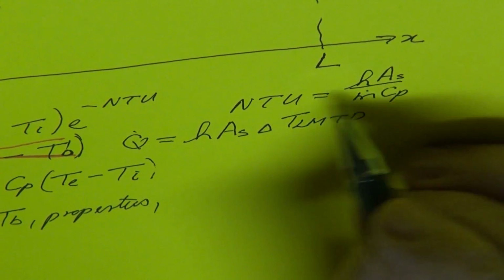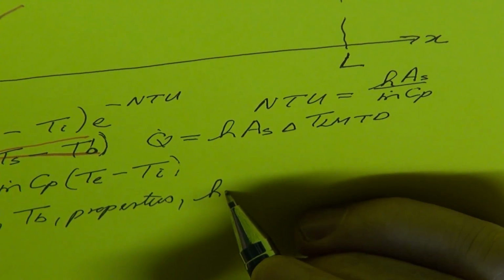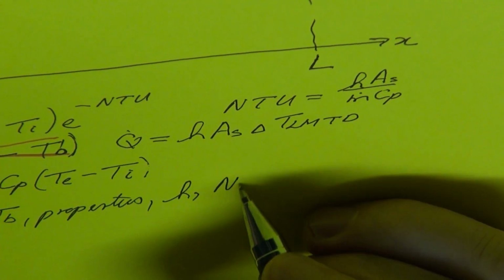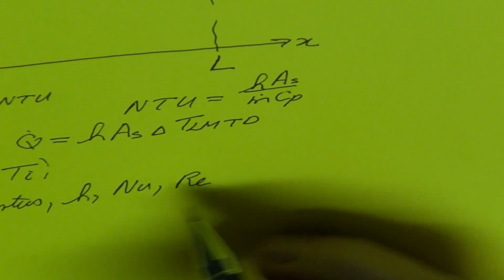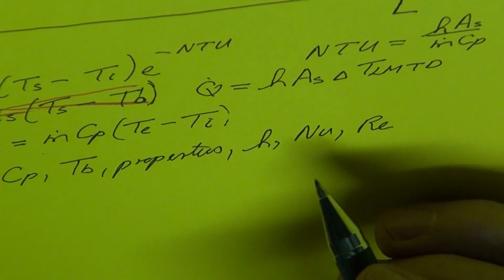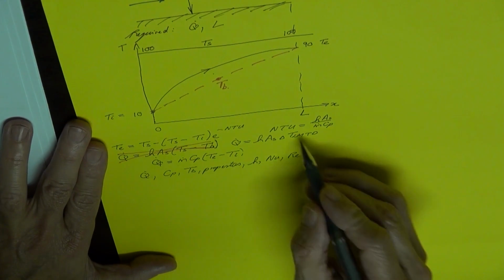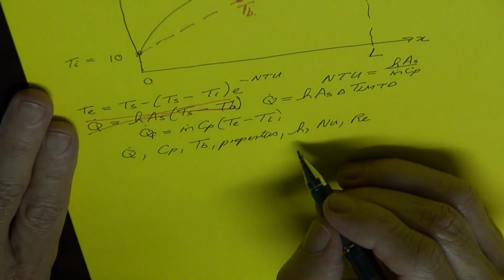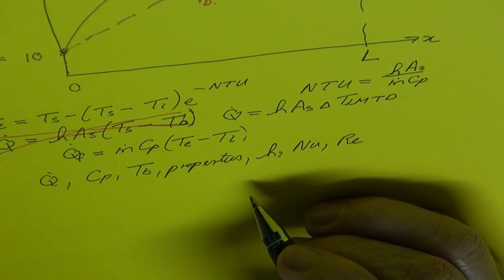To calculate the NTUs, we're going to need the heat transfer coefficient. To get the heat transfer coefficient, we normally get it from the Nusselt number. To get the Nusselt number, we need to know what the Reynolds number is. So those are usually the things which are important in these types of problems that we need to calculate. And when we start calculating it, we will start completing the puzzle in terms of what needs to be calculated.